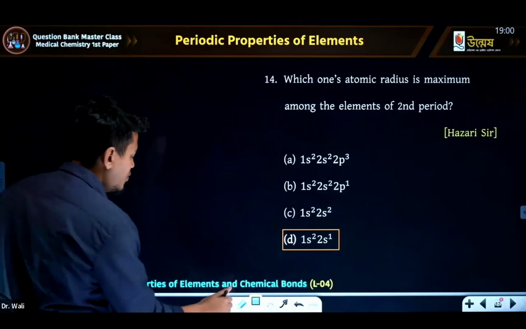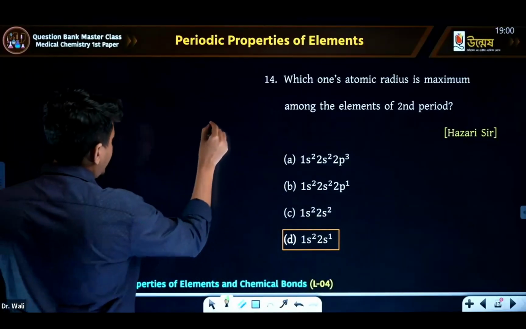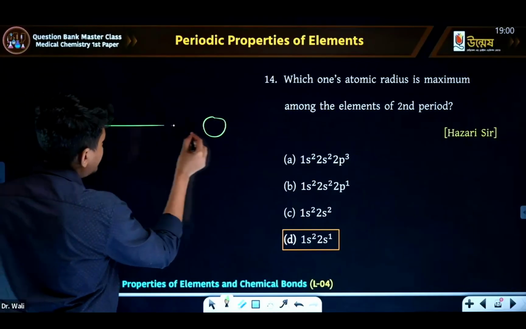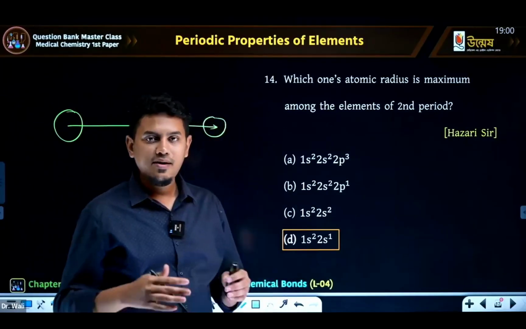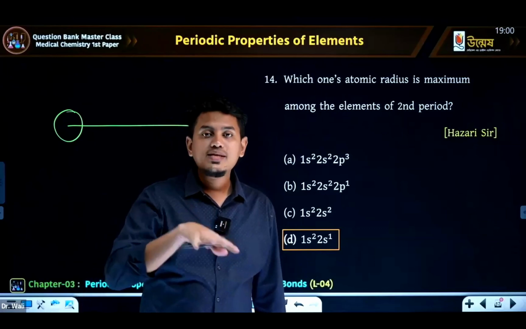So for elements located at the left side and elements located at the right side, the atomic size will decrease in the following way. In this case, the smallest one in atomic number will be of the largest size.